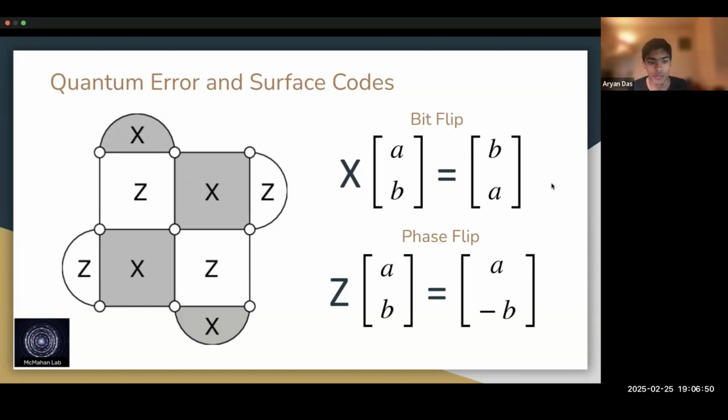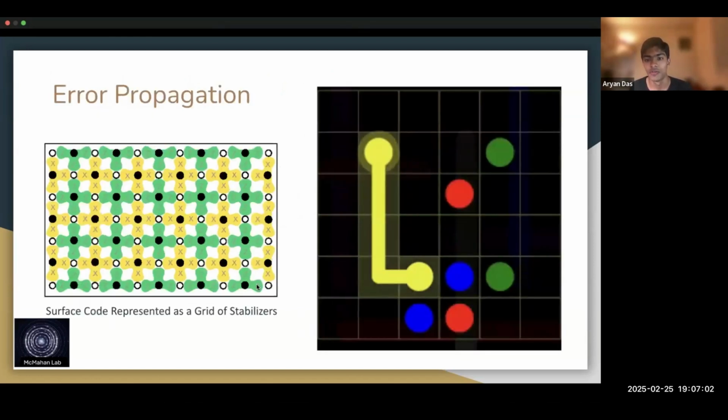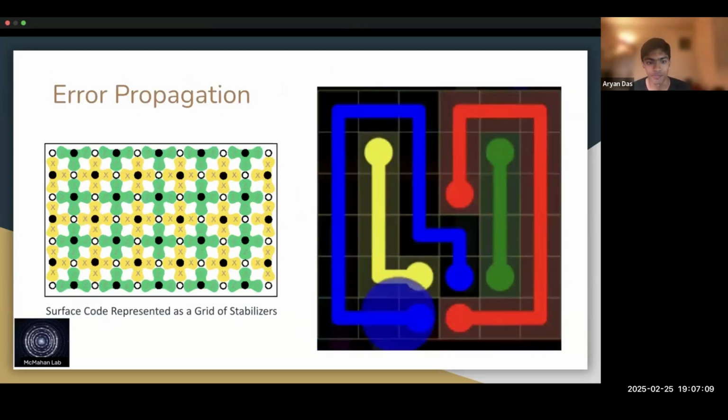To prevent our qubits from being affected by these errors, we use quantum codes, such as the surface code. And the surface code is essentially a lattice or a 2D grid of qubits, which makes it harder for qubits to spread out, and it makes it easier to measure where our errors occur.